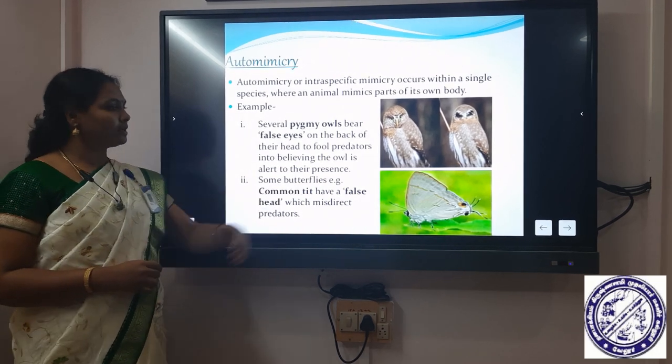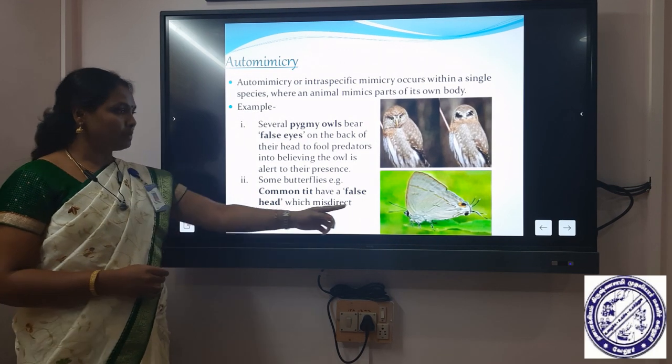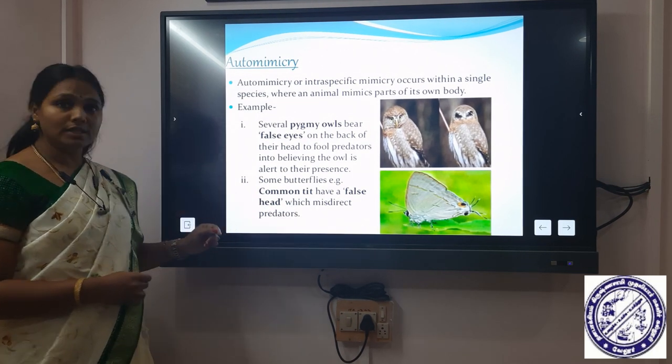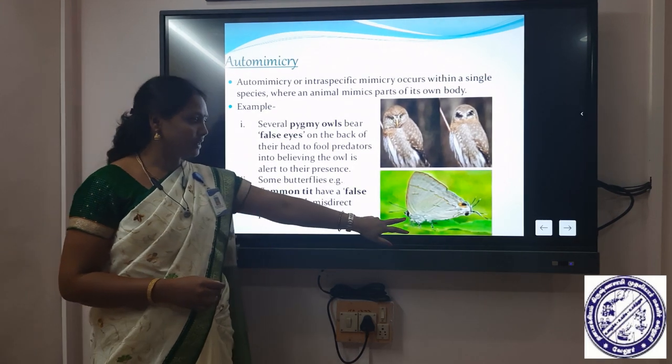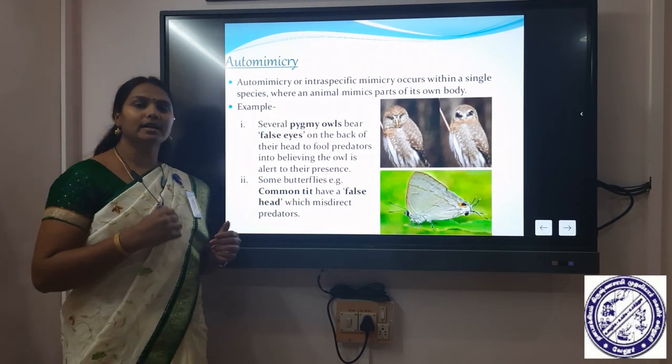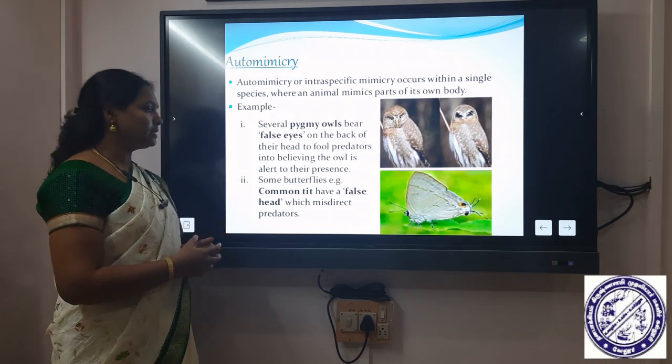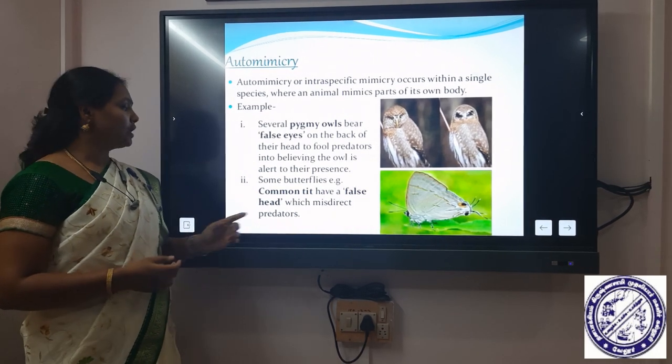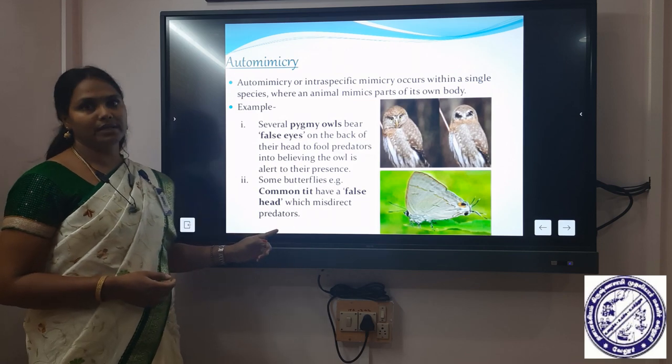The next example is this butterfly, which actually has a false head. That means the actual head is here, but at the back side of the butterfly body also it gives the appearance of a head. So this is helpful. Why? Because it will misdirect the predators.